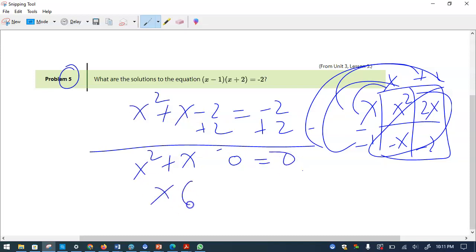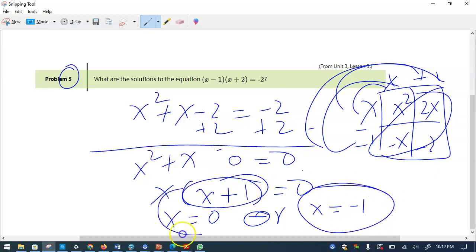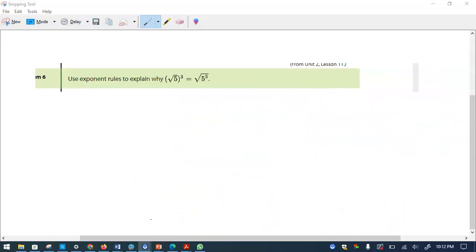That means you undo the distributive property and you get x times x plus 1. And then you say, okay, either x equals 0 or x plus 1 is 0. The only way to get x plus 1 to be 0 is -1. So your two answers are -1 and 0. So this is how you do it. The question arises, why is this the same as this? So the reason is, if you see this, this is cube.